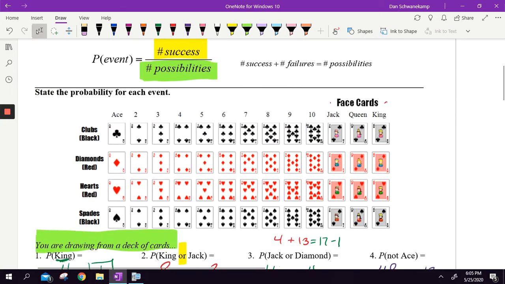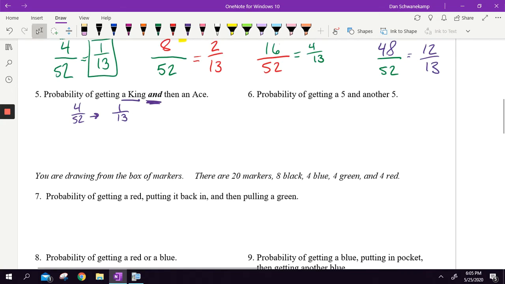Now, the question here is, am I putting that card back? And I'm going to assume that we're not. So let's do it this way. So we have 4 out of 52. And then, so we take that king, we set it to the side. It's no longer in my deck of cards. So how many cards do I have to choose from to get the ace? Well, there now is only 51 cards. How many of those cards are still an ace? 4 of them.